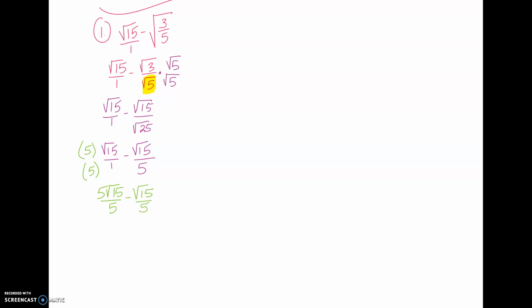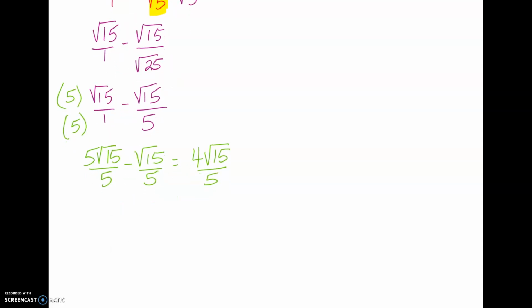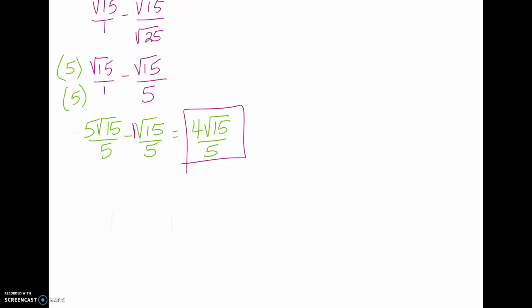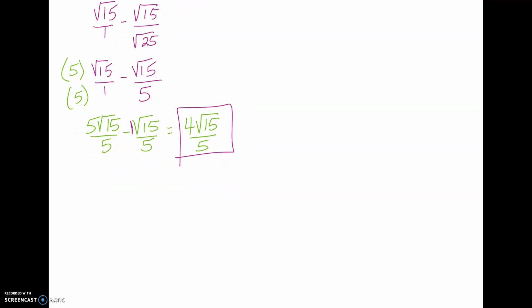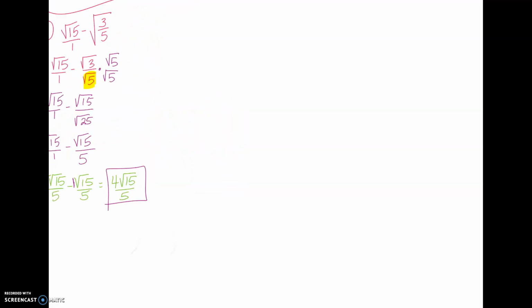We now have like denominators, so we will subtract what's in the numerator, so we get 4 square root of 15 over 5. If you're wondering why we got 4 square root of 15, because it's an understood 1 right here in front of that. And 1, when you take 1 from 5, you have 4. Okay, that's the first one.